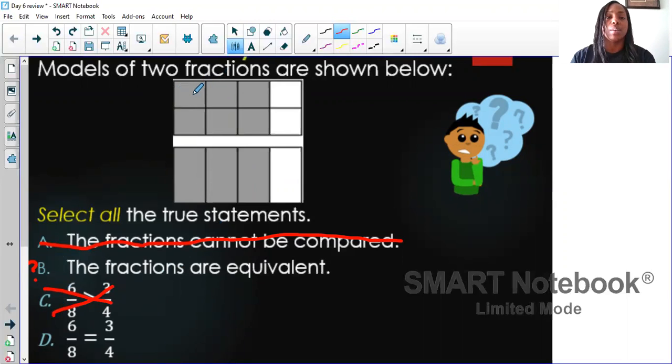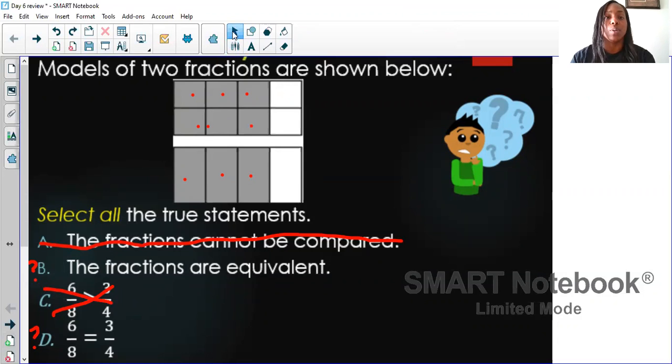6/8. So if I count, I see 1, 2, 3, 4, 5, 6 out of how many? 8. 6/8 is equal to 3/4. And I see 1, 2, 3 parts shaded out of 4. So guess what? My other choice is D. So what are our answer choices for our problem of the day today? B and D. Very good.